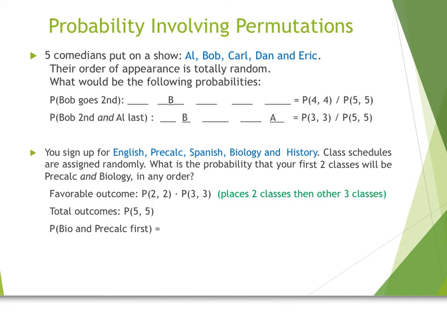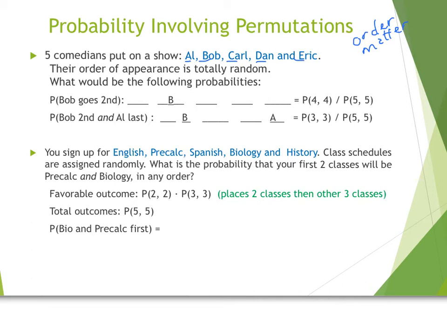So now we're going to look at probability involving permutations, which means that order matters. So we can put things in first, second, third, president, vice president, secretary. So however we grab things, the order in which they are put makes a difference. So we have 5 comedians that are going to put on a show: Al, Bob, Carl, Dan, and Eric. So notice A, B, C, D, and E. All right, their order of appearance is totally random, and we want to know what would be the following probabilities.